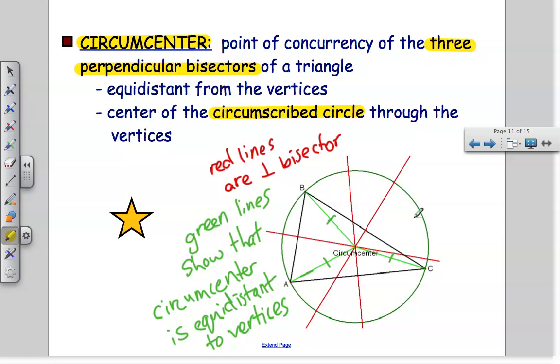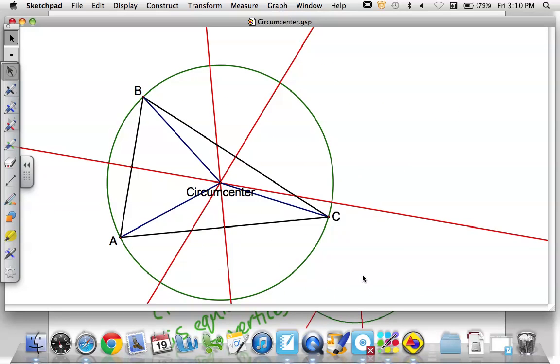This green circle shows that, hey, I can do a circle, center at circumcenter, that hits every vertex, and I want to show you that this holds true in Geometry Sketchpad.